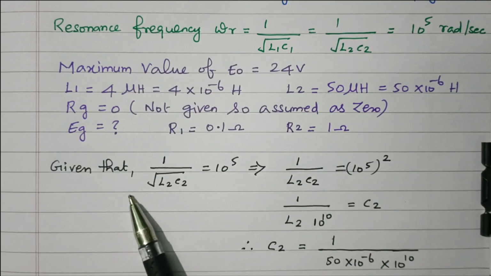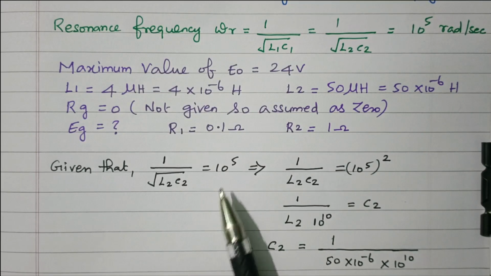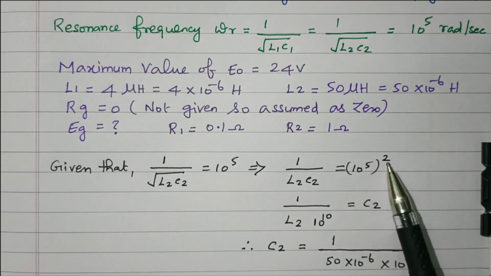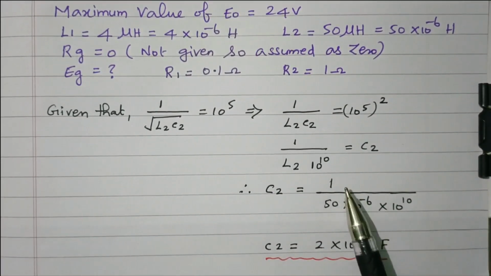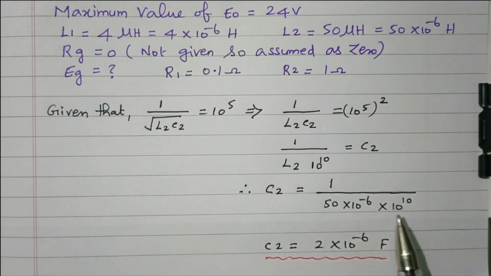First, from the given data, the resonant frequency is given, so I will use this formula: 1 divided by square root of L2 C2 equals 10 to the power 5. Now square on both sides, so that 1 divided by L2 C2 equals 10 to the power 5 the square. Now bring C2 to the numerator on this side, and 10 to the power 5 whole square in the denominator on that side. So 1 divided by L2 times 10 to the power 10 equals C2. L2 value is given as 50 microhenry, so 50 into 10 to the power minus 6 into 10 to the power minus 10. Since the L2 value is already available, C2 equals 2 into 10 to the power minus 6 farad, otherwise 2 microfarad. Now the C2 value is calculated. Our aim is to find the source supply voltage Eg. Now we'll see how to find the supply voltage.